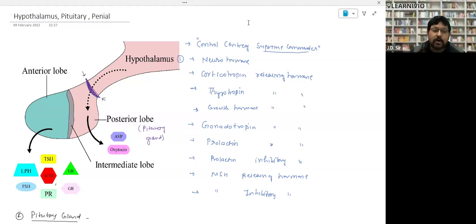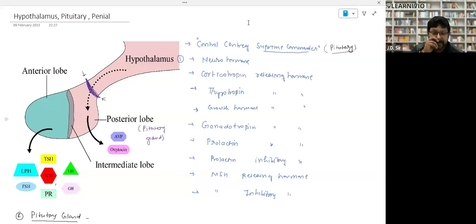Now come to the hypothalamus gland. The hypothalamus gland is called the control center of the supreme commander. What does it mean? It means that it controls the supreme commander. Who is the supreme commander? Basically, the supreme commander is the pituitary, right? So the pituitary is controlled by whom? It is controlled by the hypothalamus. It is also called the secretary of the pituitary gland.